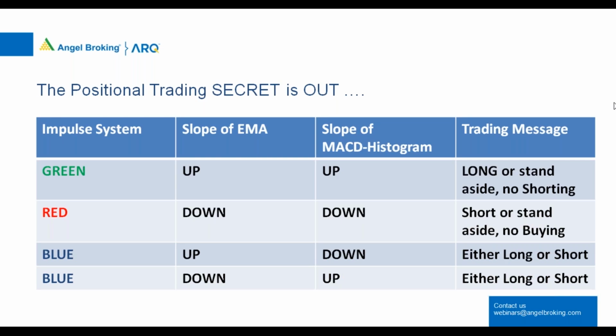That means you should ideally go long or stand aside, but no shorting. That is, you should not short. The only thing you can do is go long, otherwise you do nothing. Then if we see that the slope of the moving average is down and the MACD histogram is also down, that becomes a red signal. What it means is that you can go short or you can stand aside but no buying.